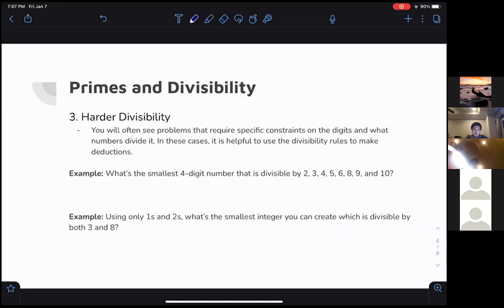So now we'll see some harder divisibility. You will often see problems that require specific constraints on the digits and what numbers will divide it. In these cases, it's helpful to use divisibility rules to make deductions. So we have some more example problems. You can work on these for a second, and then I'll check your answers eventually.